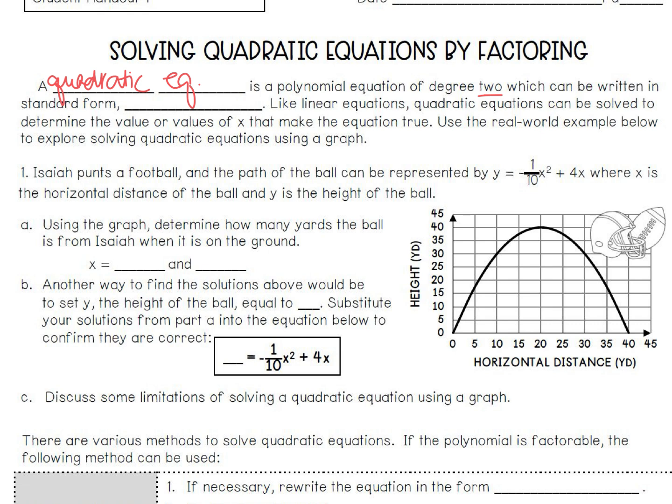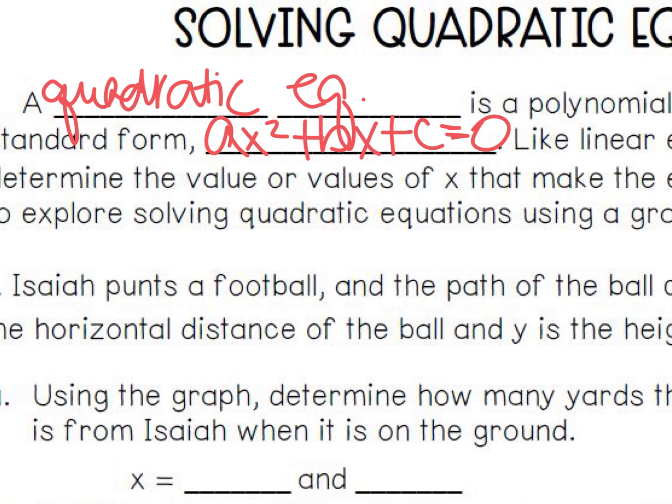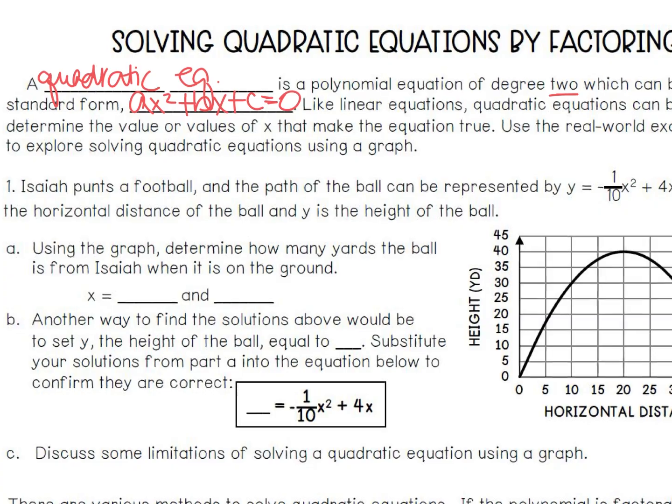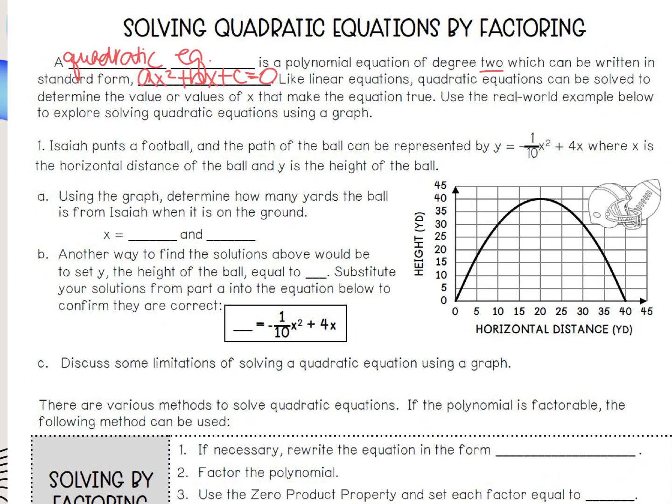And it is written in the format ax squared plus bx plus c equals, we want it equal to 0 if we're looking for the roots. Normally it's equal to y. And when we put the 0 in place of the y, that just means that we're looking for that x-intercept. Like linear equations, quadratic equations can be solved to determine the value or the values of x that make the equation true. We're going to use some real-world examples below to see that.